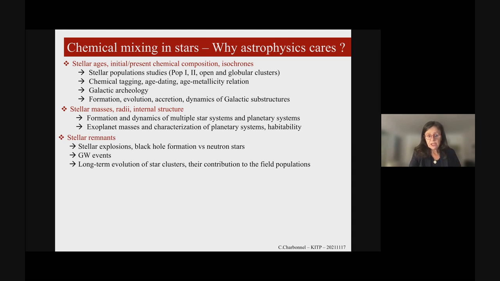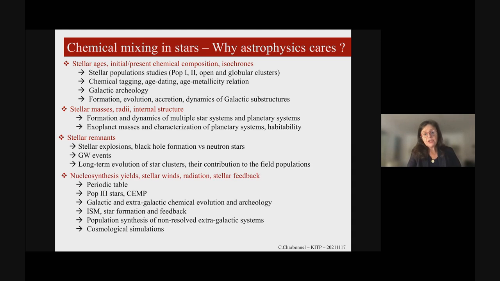The fact that we change the stellar remnants has some implication to understand the stellar explosions, the formation of black holes versus the formation of neutron stars, which has some implication for how to interpret the gravitational wave events. And also this has other implications. For example, when you want to study the long-term dynamical evolution of star clusters, the remnant you produce has some implication for their dynamical evolution and also for their contribution to the field populations.